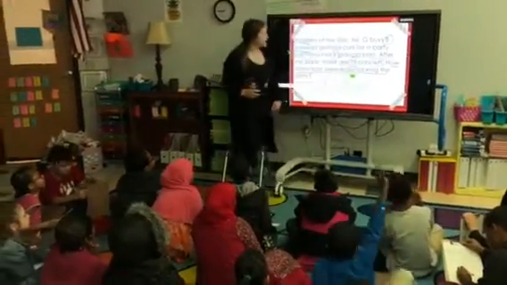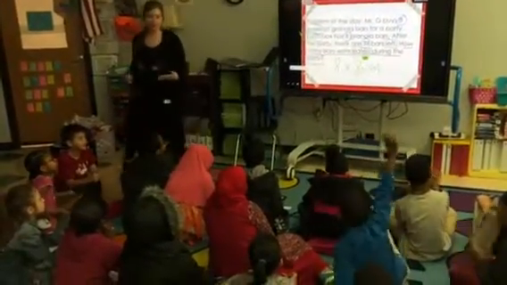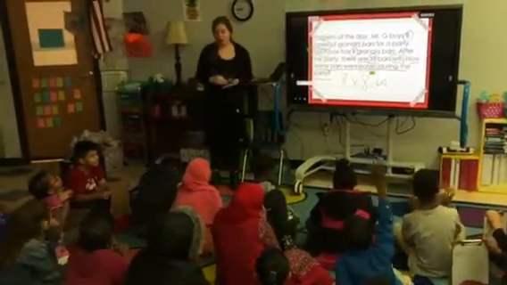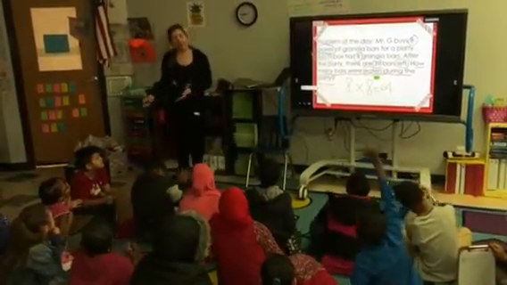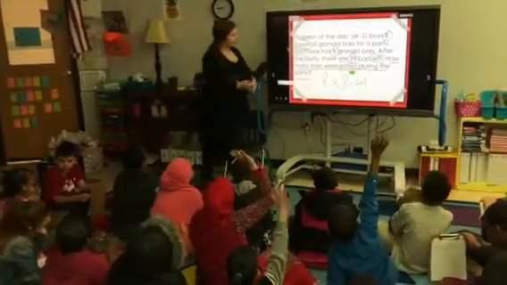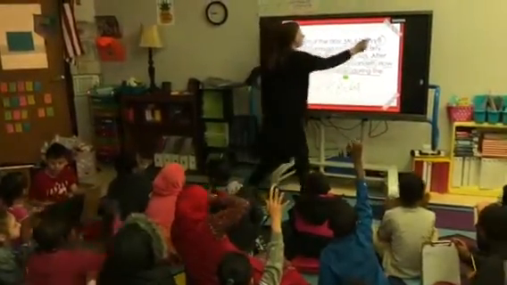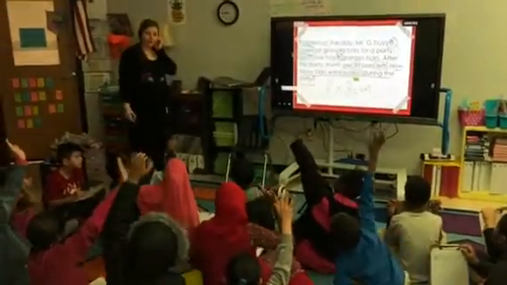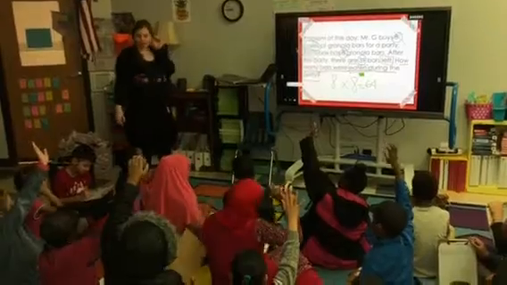How many bars did Mr. G take to the party? 64. 64 bars. Now we need to figure out how many he had left after the party. So what are we going to do to this 64? We used 8 and we used that 8. Turn to your neighbor. What's our last step?